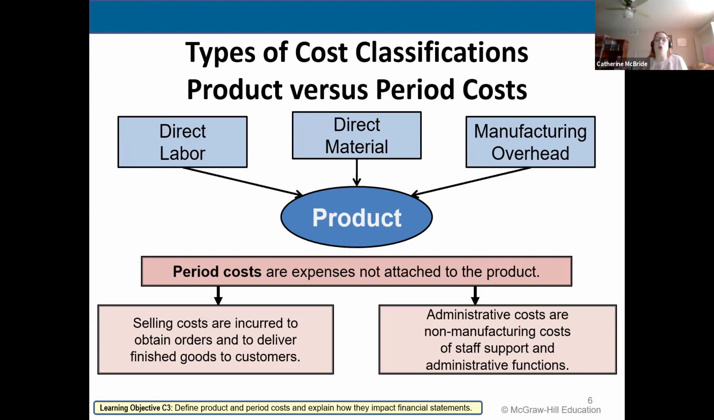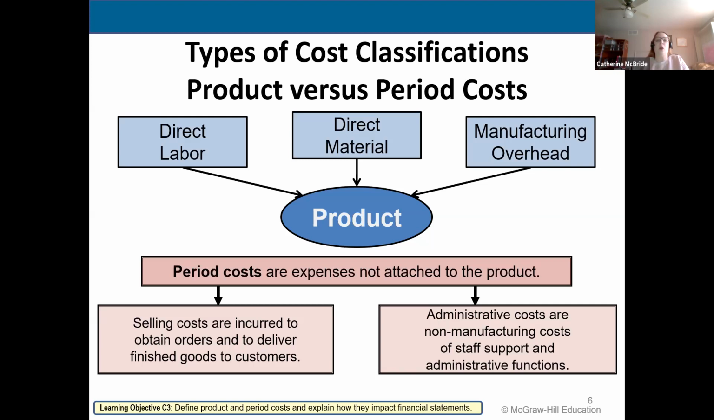Period costs are called period costs because they are expensed in the period in which they are incurred. That means that if I incur the expense in January, it's going to be on the income statement in January. That's different than product costs because product costs are part of inventory. Product costs go on the balance sheet because we want to match that cost with the revenue when we sell it. So product costs are part of inventory and go on the balance sheet. Period costs get expensed when they are incurred.